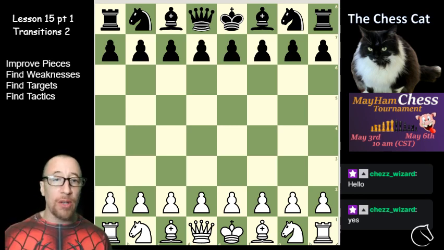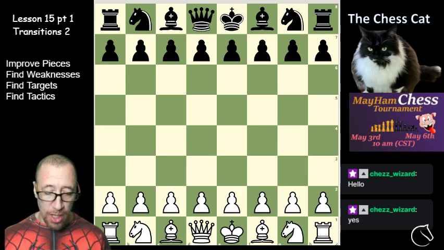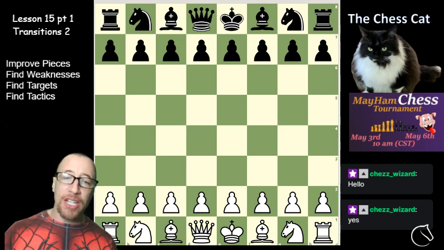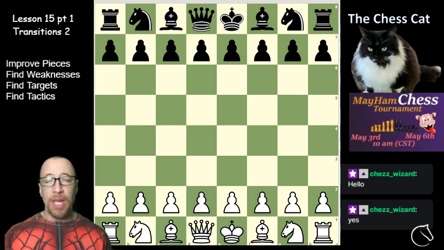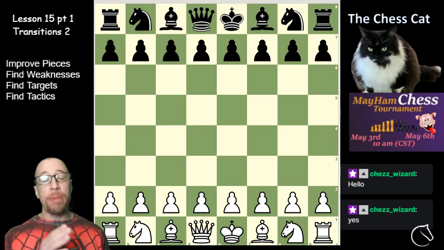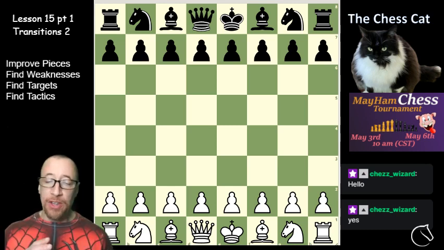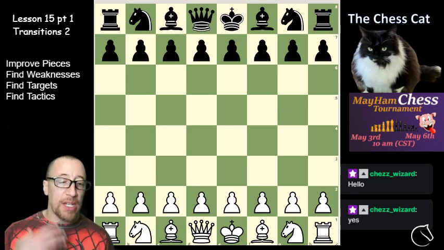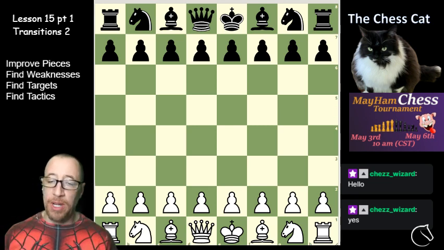Everything looks like we're good to go. We're ready to start talking about our new lesson. We did transitions last week, transitioning from middle game to end game. This week, we're talking about transitioning from the opening to the middle game. Some of that will feel familiar to what we did in the first 10 weeks, but it's specific. We're going to be talking about transitions.